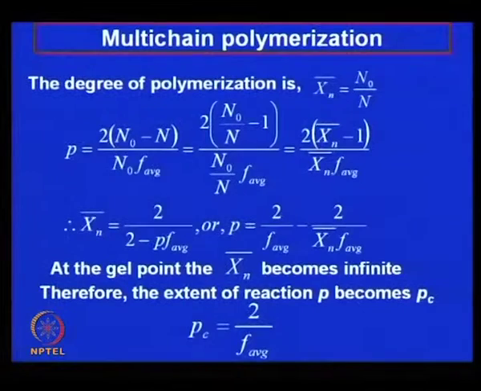But along with some bifunctional monomer, if you take a trifunctional monomer or a tetrafunctional monomer, then the polymer product obtained from that polymerization will no longer remain as a linear polymer. The polymer molecule will contain more than two ends, more than two chains. That is why it is called multi-chain polymerization. Am I clear?